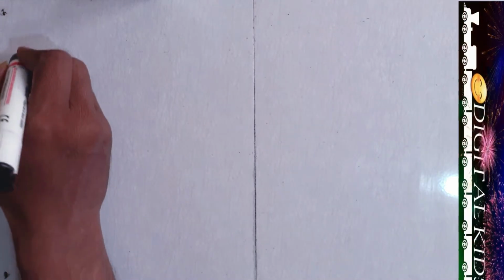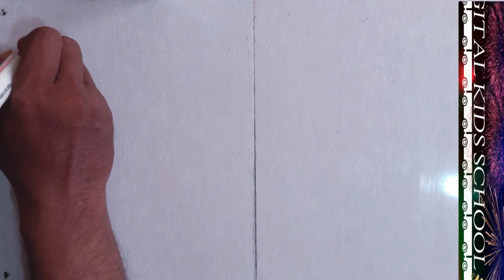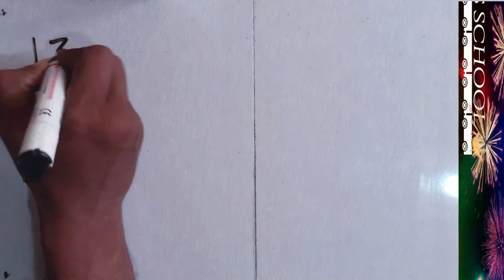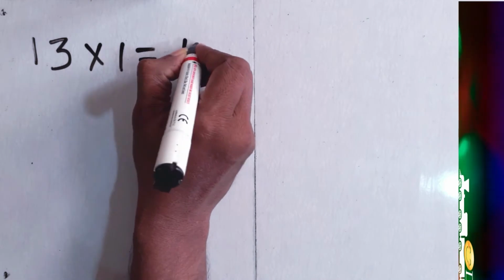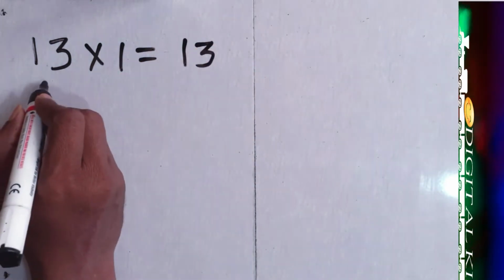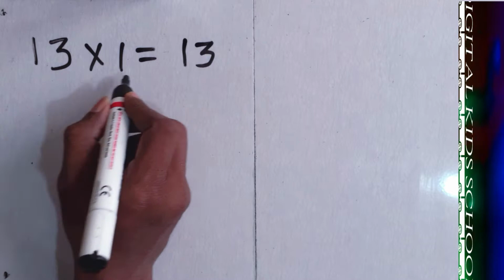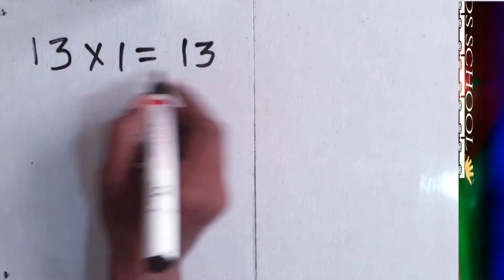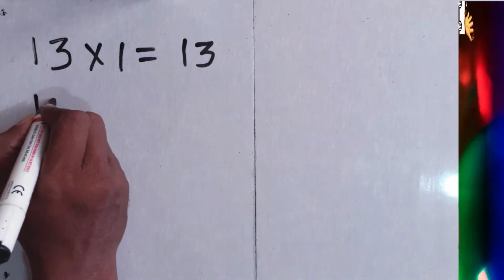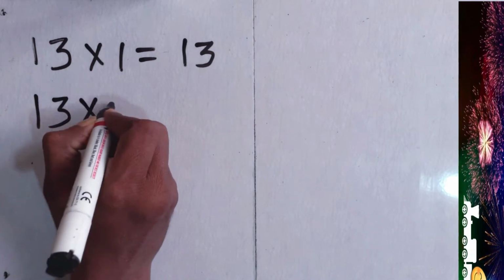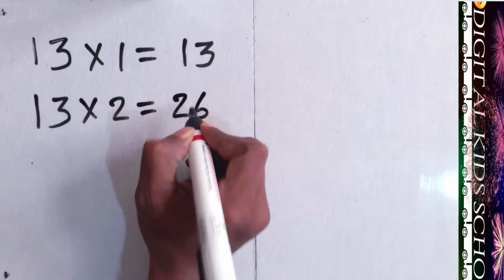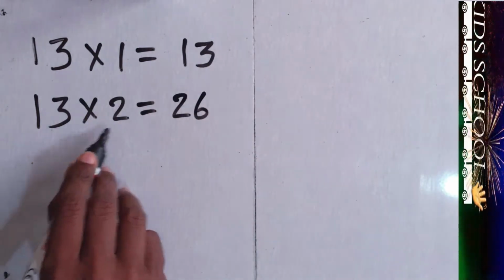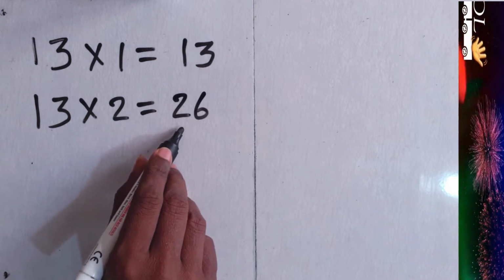Dear students, now we are learning 13 table. 13 1 ja 13. 13 into 1 is equal to 13. 13 2 ja 26. 13 into 2 is equal to 26.